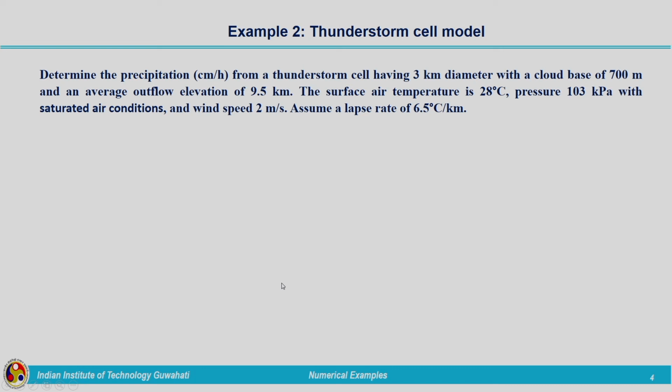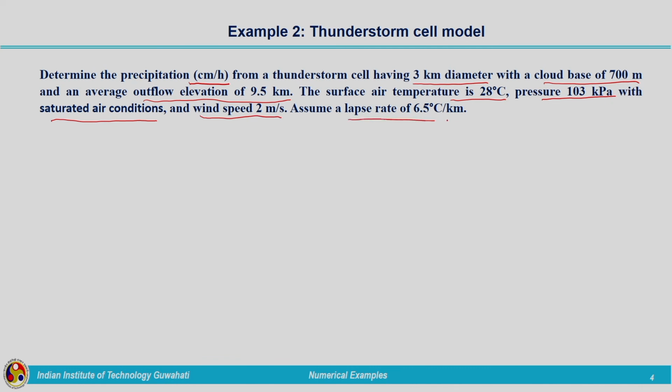Determine the precipitation in centimeters per hour. You need to calculate the precipitation in centimeters per hour from a thunderstorm cell having 3 kilometer diameter with a cloud base of 700 meters and an average outflow elevation of 9.5 kilometers. The surface air temperature is 28 degrees Celsius, pressure 103 kilopascal with saturated air conditions, and wind speed is 2 meters per second.